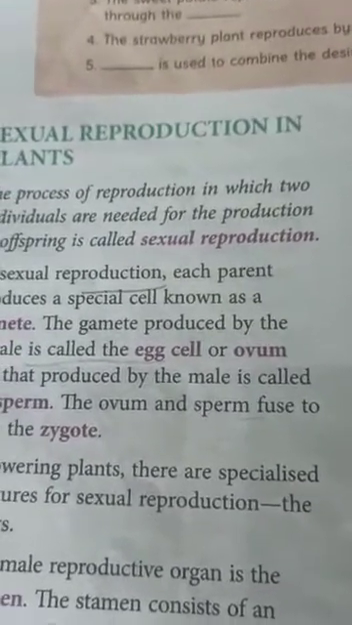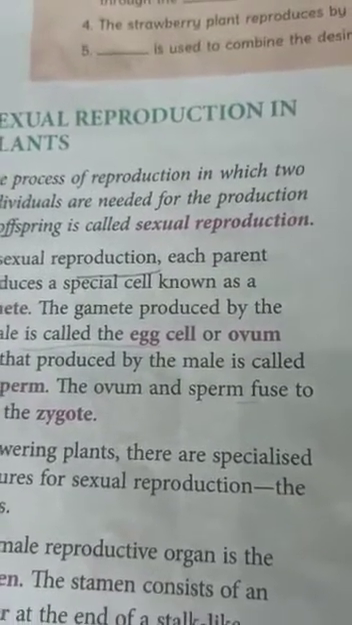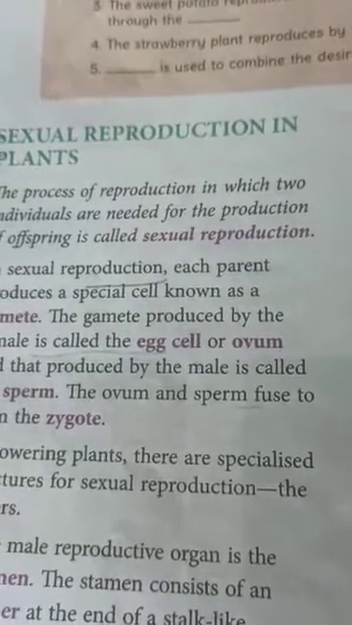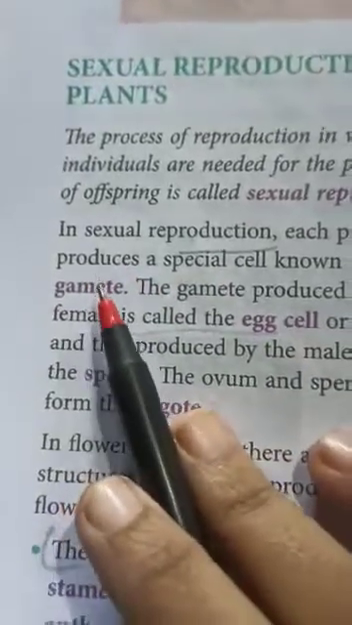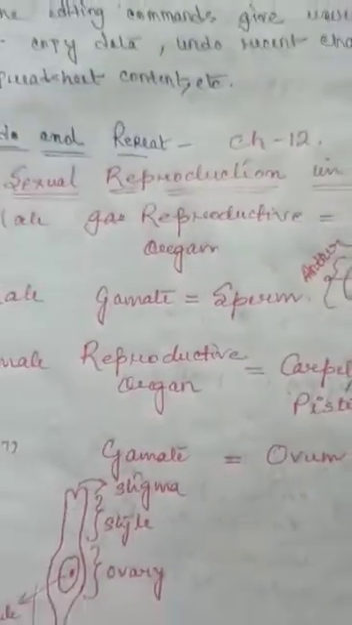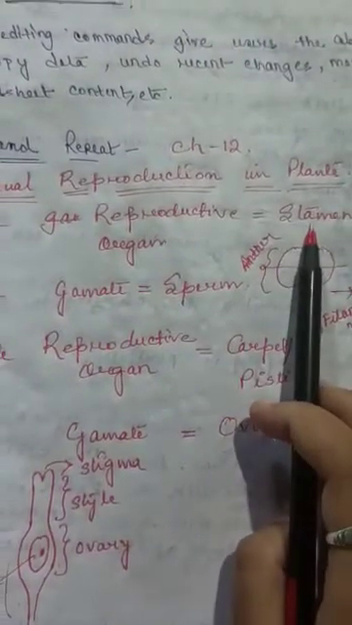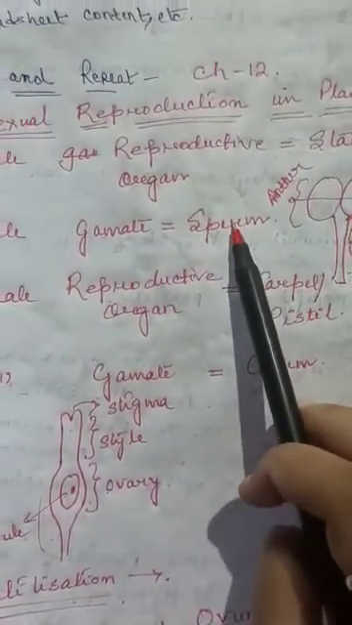Okay. Now, in sexual reproduction, in case of plants, we will see that the plants produce a special type of organ inside it which helps during reproduction. That special organ is called gamete. Okay. In case of a male plant, the male reproductive organ is the stamen and the male gamete is the sperm in case of plants. Okay. Now stamen looks like this.